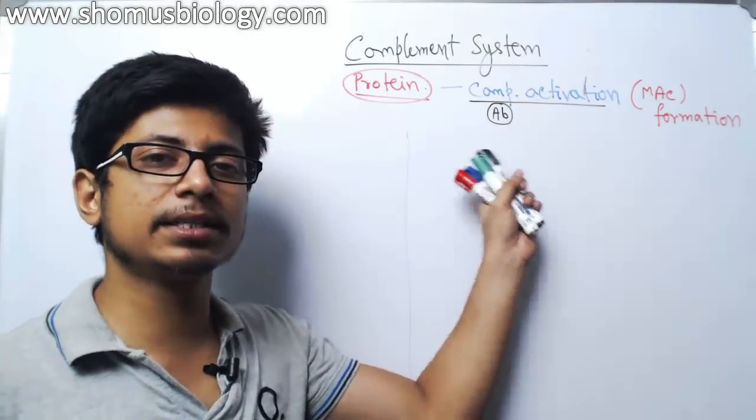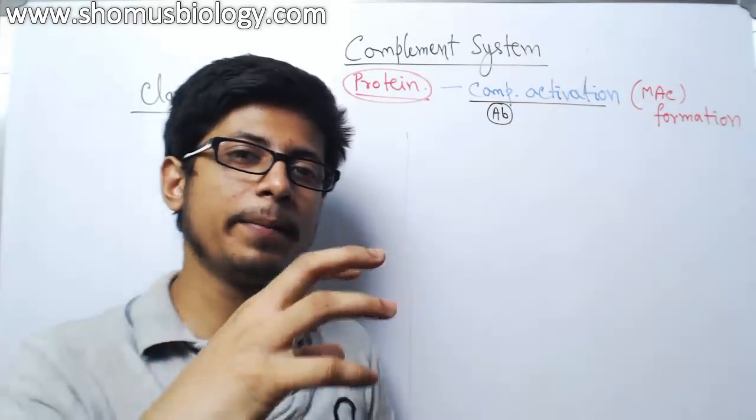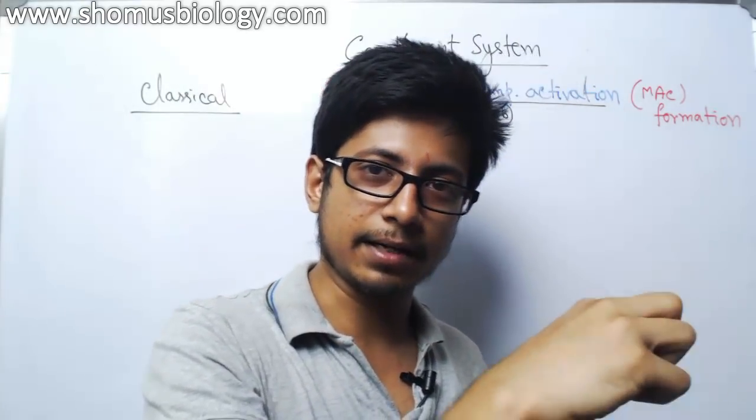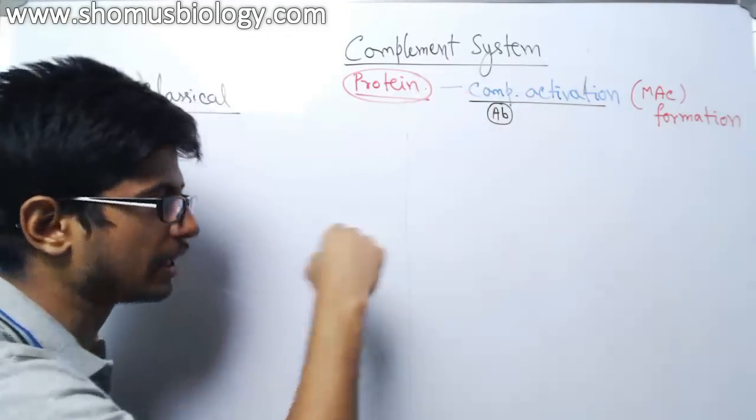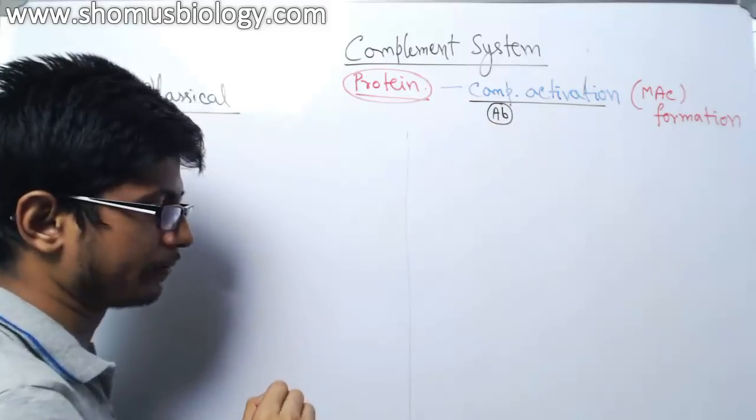So if a bacterial cell is covered with antibody, then macrophages and dendritic cells will come and engulf that antibody-coated cell. That is known as opsonization. This is one of the important things about antibody coating.